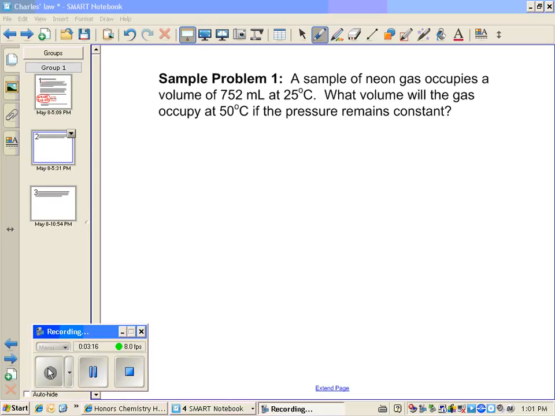Okay, now I'm going to do this problem. So let's label it first. Those of you who were having trouble with algebra when we were doing Boyle's law, label it first. That'll help you out. If you're having trouble setting them up, label them first.